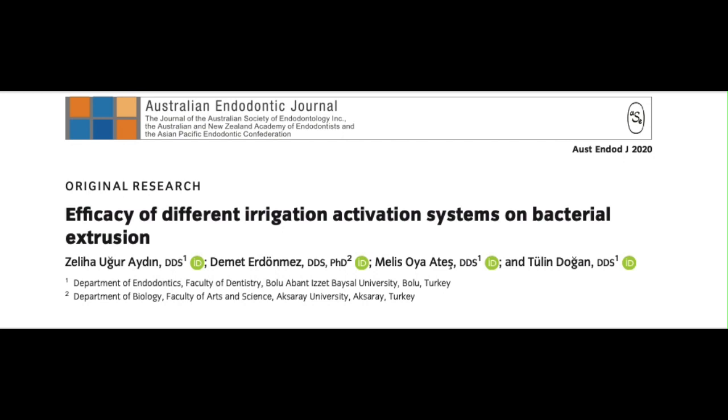The apical extrusion of infected smear is undesirable and is accepted as a major cause of flare-ups and pain following endodontic treatment of infected teeth. So, the aim of this study was to compare the effect of different irrigation activation systems on the amount of apical extrusion of bacteria in root canals contaminated with Enterococcus faecalis.